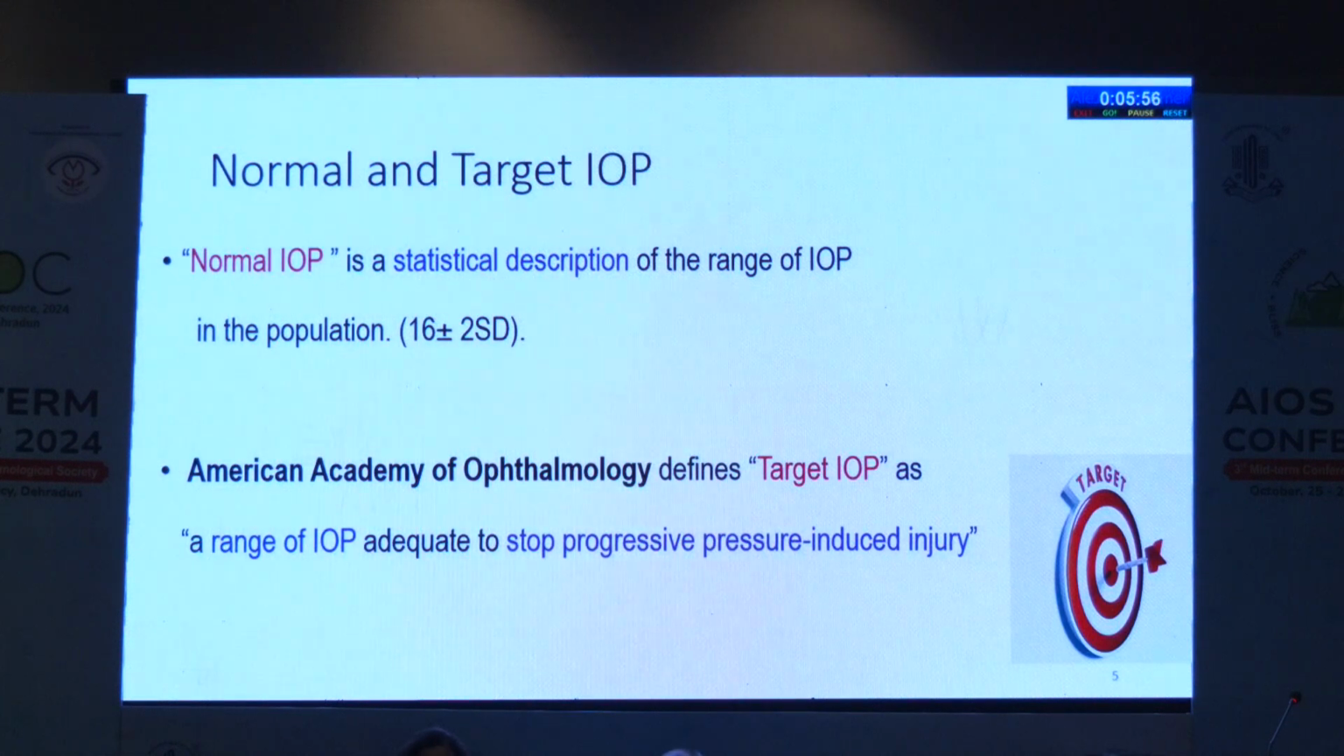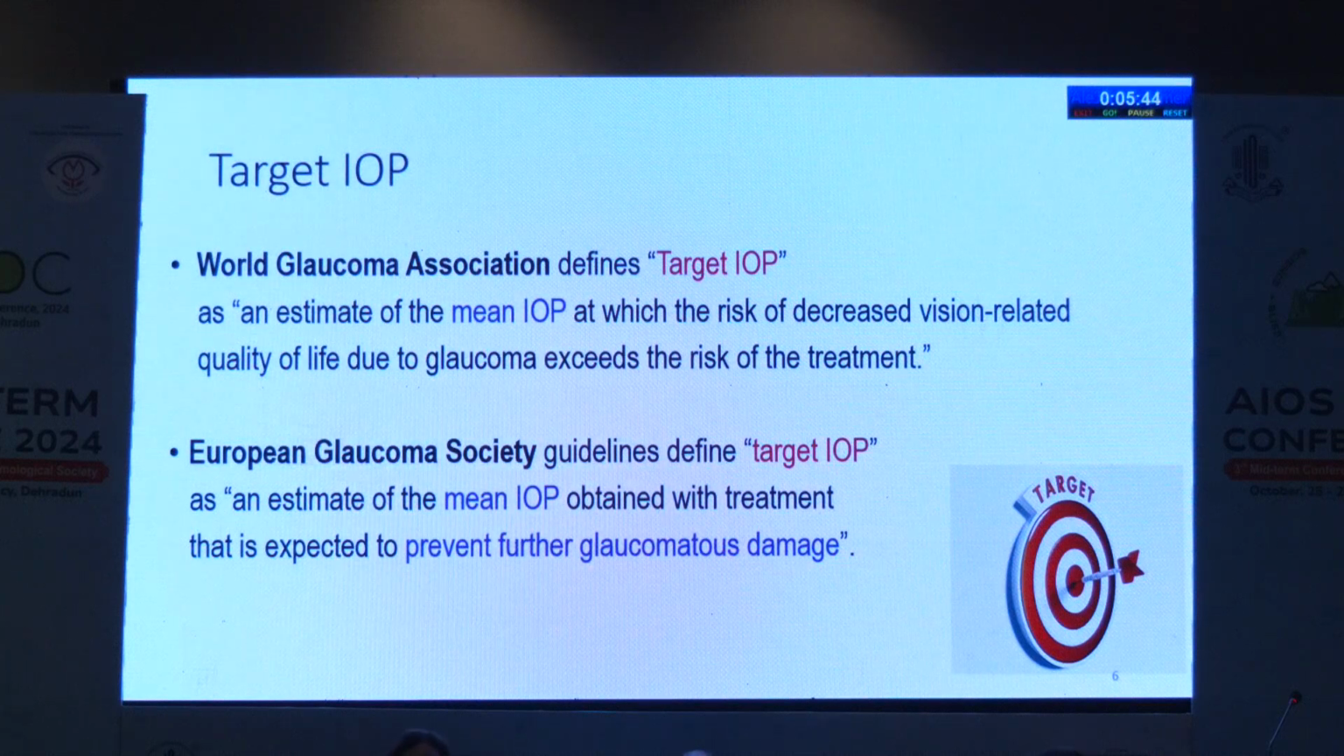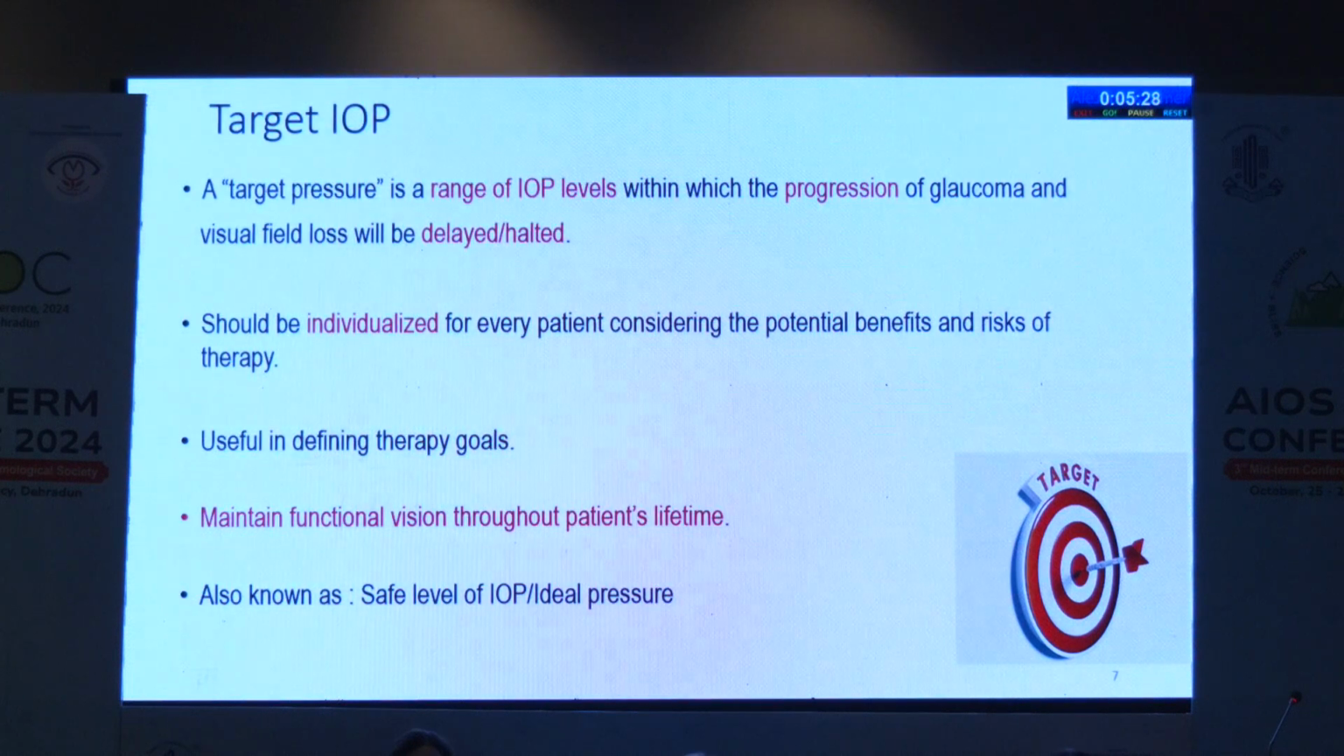high IOP. Remember that the normal IOP is just a statistical description of 16 plus or minus 2 standard deviations, and the American Academy, the WGA, the EGS, all of them have defined glaucoma. The purpose of the target IOP is to have just enough IOP to prevent further glaucomatous damage. So it is a range of IOP, not a single value, and it has to be individualized for every patient.